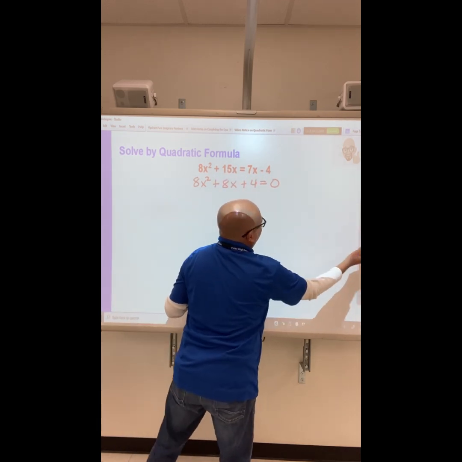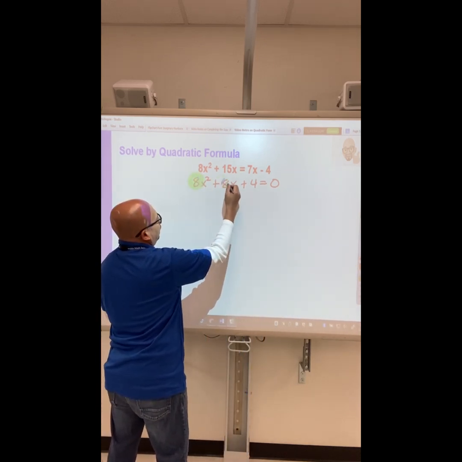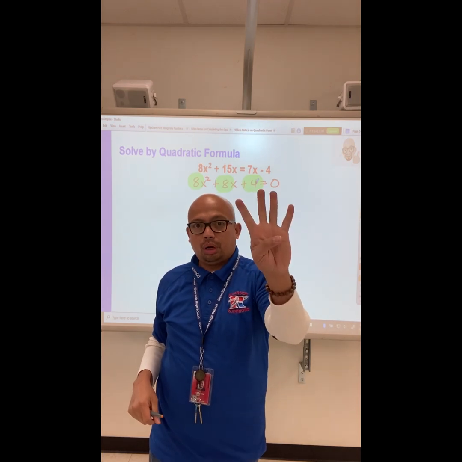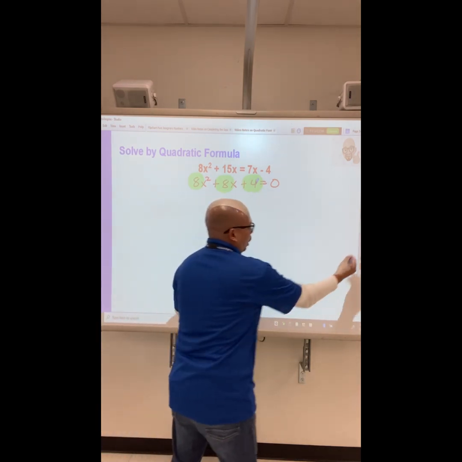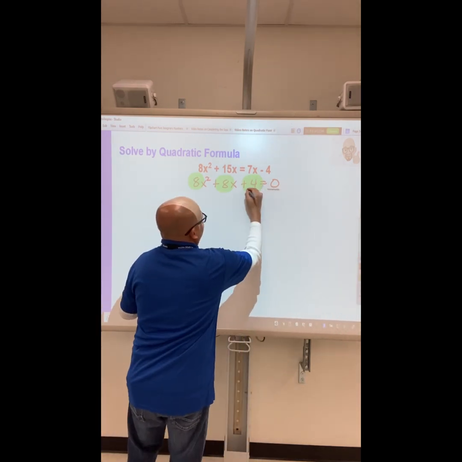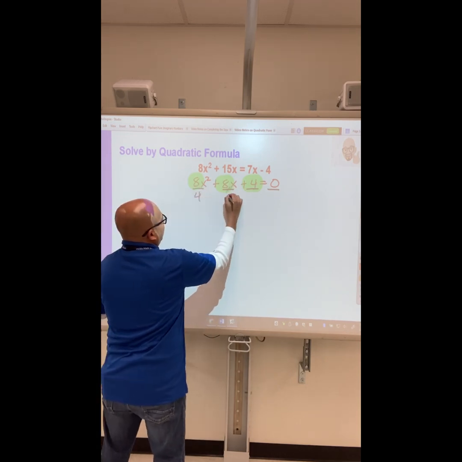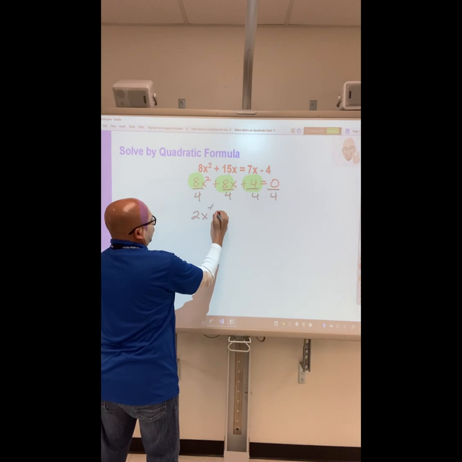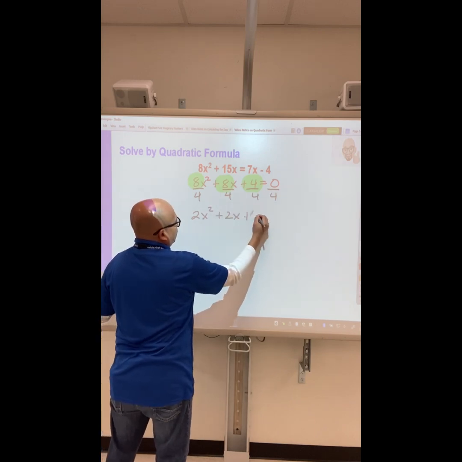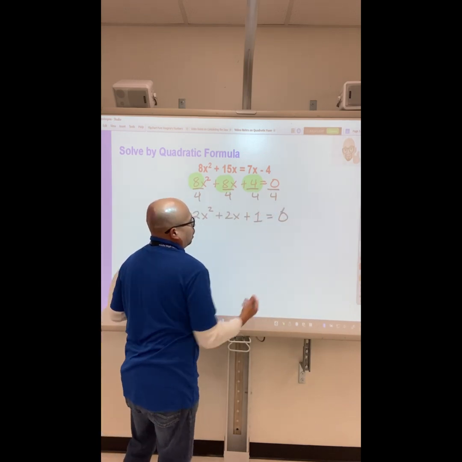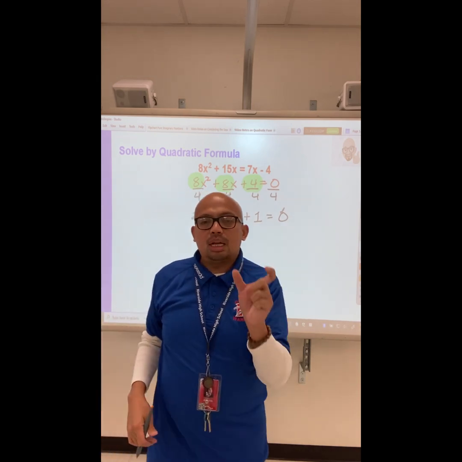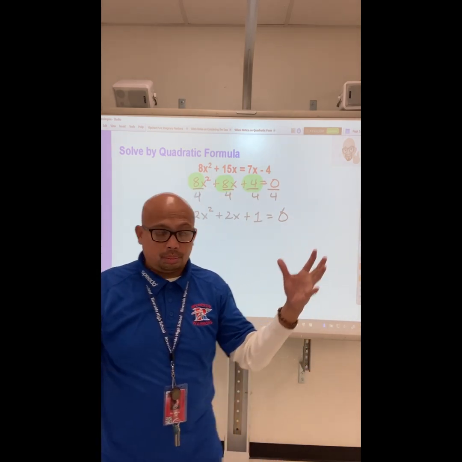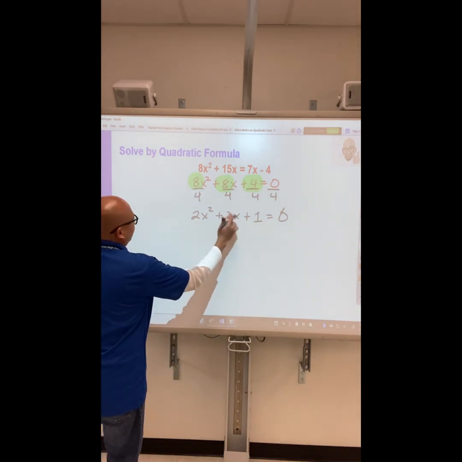And if you notice, before I continue, I have an 8, an 8, and a 4. All of them are divisible by 4. So I can divide them all by 4. Divide by 4, 4, 4. That becomes 2x squared plus 2x plus 1 is equal to 0. Why did I do that? It makes my number smaller and I don't have to deal with bigger numbers here. Okay, so that's my standard form.